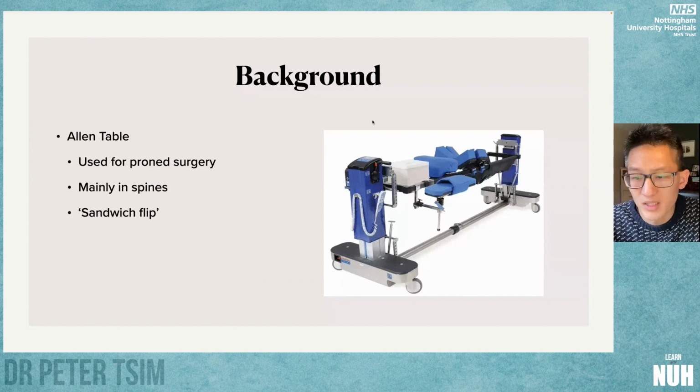For those not familiar, this is the Allen table, and it's used for surgery in the prone position in our trust. It's mainly found in spines. Its design, as you can see, is quite different from a conventional operating table. But what makes it really unique is this mechanism for which you can prone people, which we're going to call sandwich flipping. I'll show you what that means in a moment with a video that we've made.